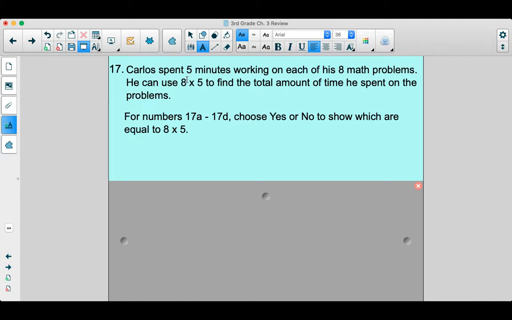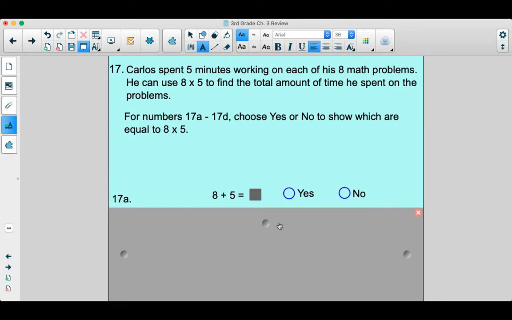Okay, so we already know he can represent what he did with 8 times 5. And we have to see if 17A through 17D are the same as 8 times 5. All right, so let's check them out. Here's 17A. Is 8 plus 5 the same as 8 times 5? Well, the answer to that is negative. No. We know that's not the same.